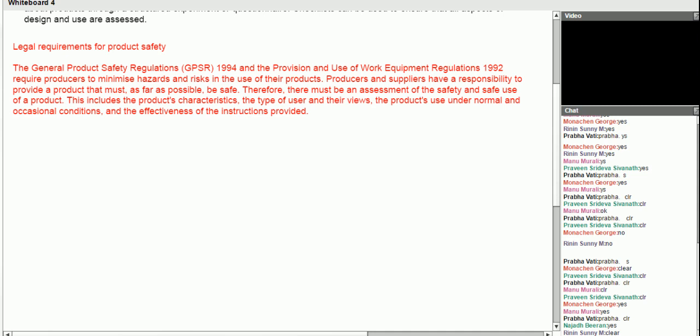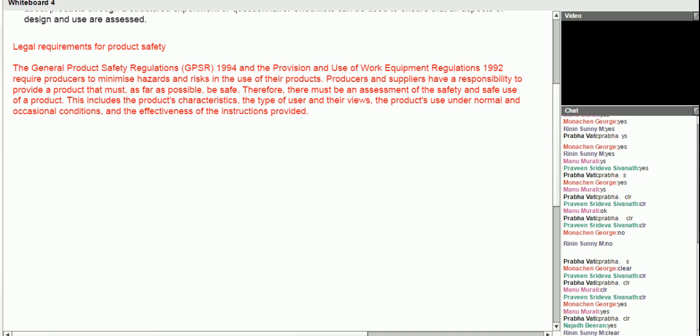Producers and suppliers have a responsibility to provide a product that must, as far as possible, be safe. Therefore, there must be an assessment of the safety and safe use of a product. This includes the product characteristics, the type of user and their views, the product's use under normal and occasional conditions, and the effectiveness of the instructions provided.